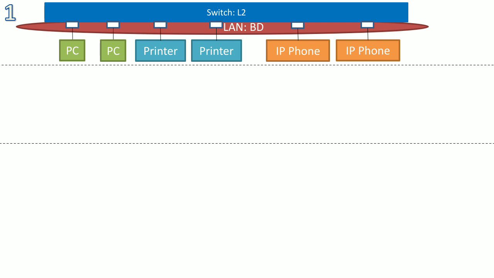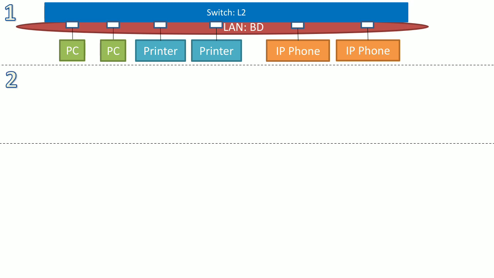There are multiple endpoints connected to each of these physical ports, for example the PCs, the printers, and the IP phones. Since all these ports are in a single local area network, the traffic flowing between the PC on the first port can be seen by all other endpoints. For performance and security purposes, we do not want this.